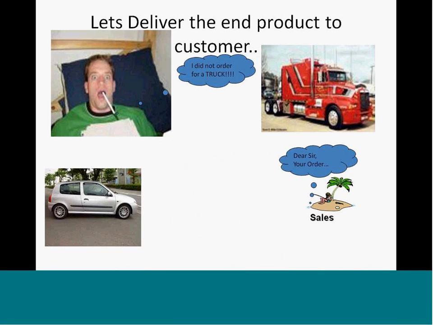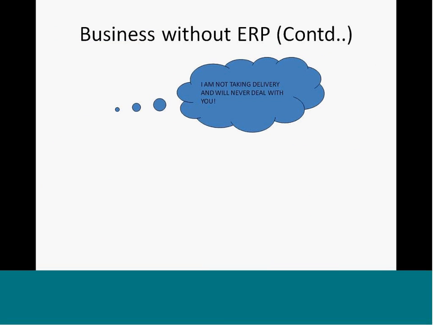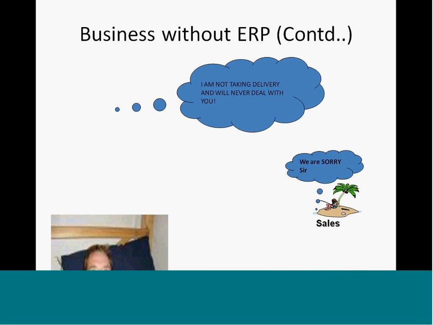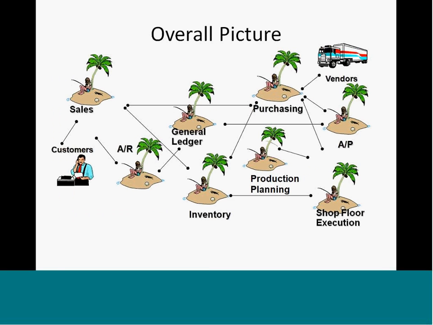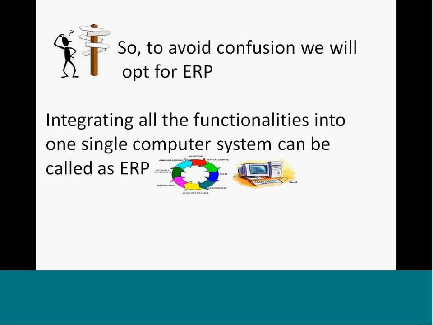The customer orders something, and the organization can't deliver as per his specifications, so you'll be losing your customer. That's the problem in an organization without ERP. Only to avoid confusion, we go for ERP. So what are the ERP products we have in the market?